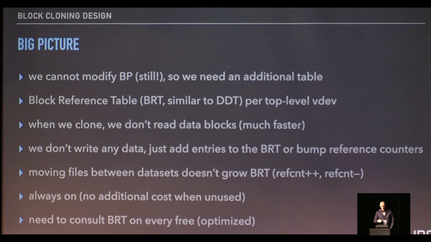So when we clone, we don't read any data. We just need block pointers. And when we write, we also don't write any data. Because of that, it's way faster than even copying the blocks. So we save space, and we also save time. When you move files between datasets, because this is also supported, you don't really grow the table, because we just need to bump the ref counts for a short while, write those indirect blocks in the destination dataset and free the source ones. So you don't really grow the table.